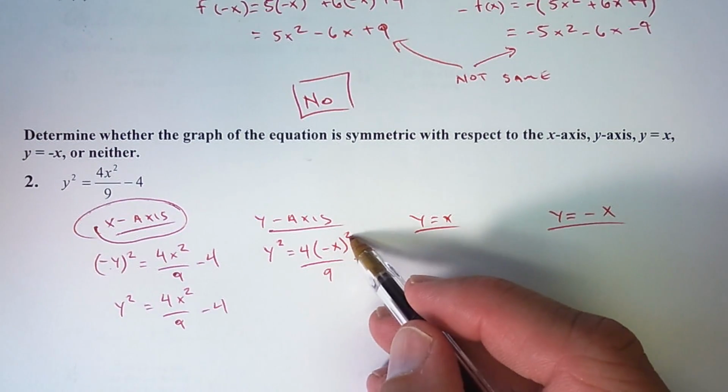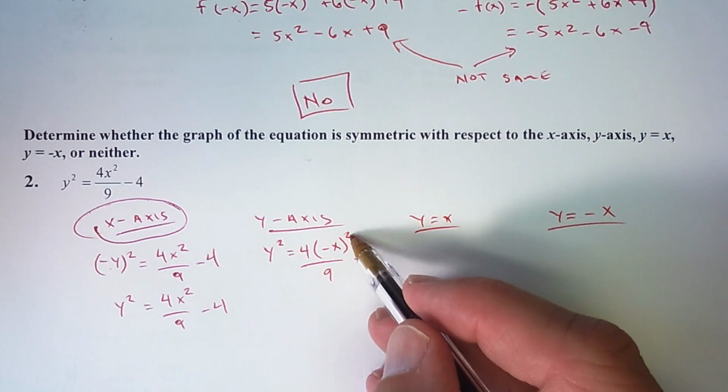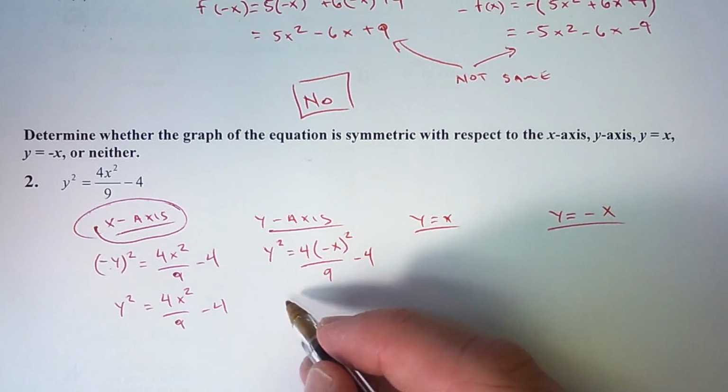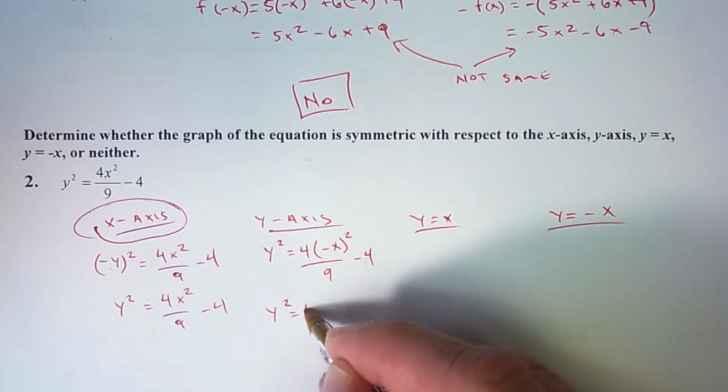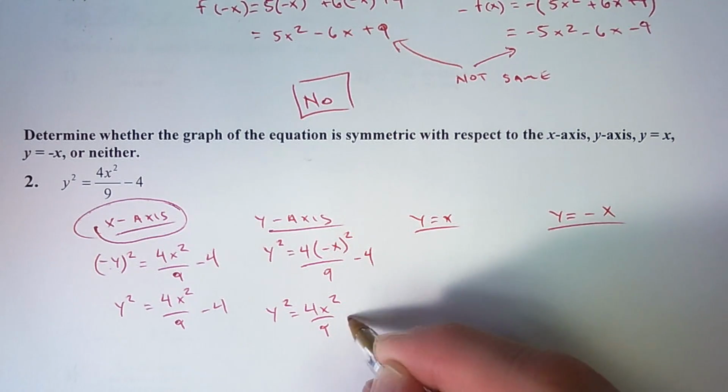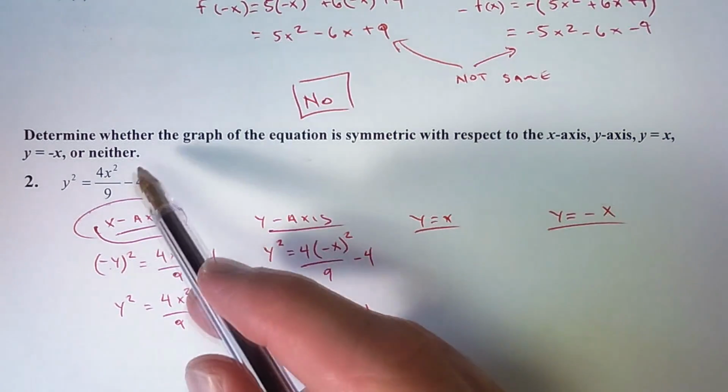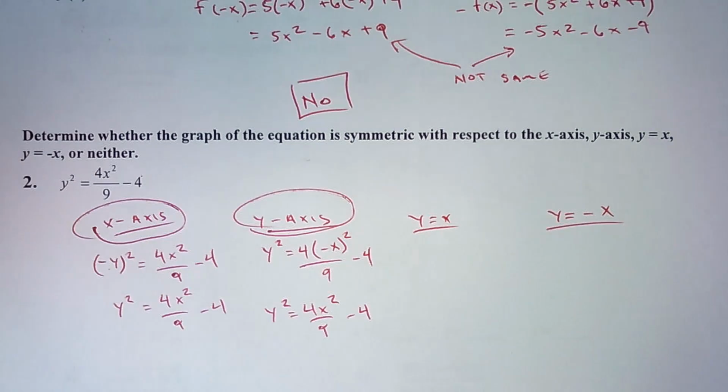Well, we have negative x squared, and again, that's an even power. Even powers cancel out negatives. Y squared equals 4x squared over 9 minus 4, and that does match the original. So yes, there is symmetry about the y-axis.